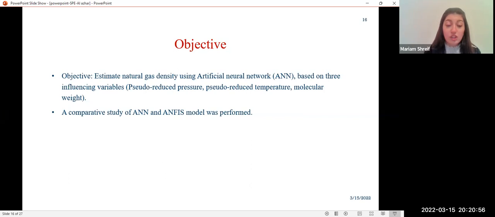ANN is a machine learning algorithm that mimics the human biological neuron. This algorithm is able to relate inputs to outputs. On the other hand, the ANFIS integrates the learning ability of ANN and the reasoning ability of fuzzy logic systems. The fuzzy logic systems are algorithms that imitate the human's reasoning and cognition.